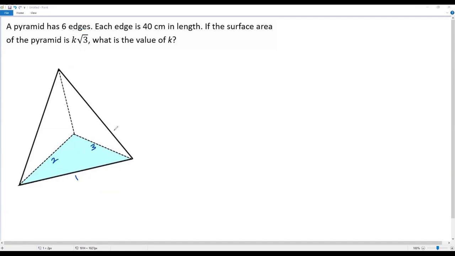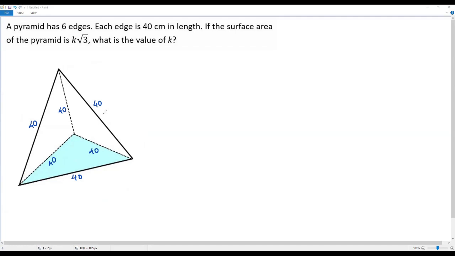Now the question says each edge is 40 centimeters in length. So the length of this edge is 40 centimeters. This one is 40 and this one is 40. This one is 40, this one is 40. So clearly, including the base, each face of this pyramid is an equilateral triangle. Including the base, this is one triangle, so we have 4 equilateral triangles.